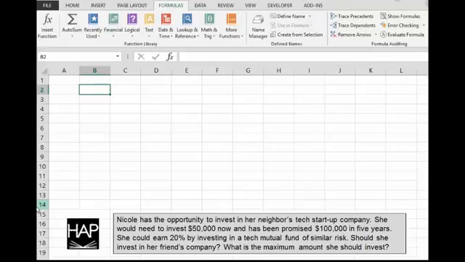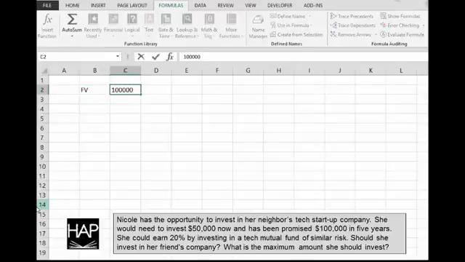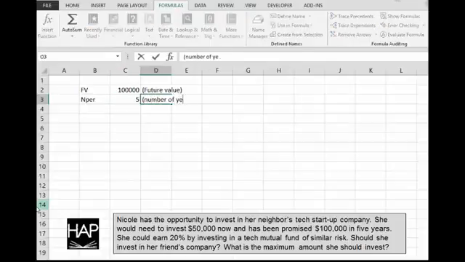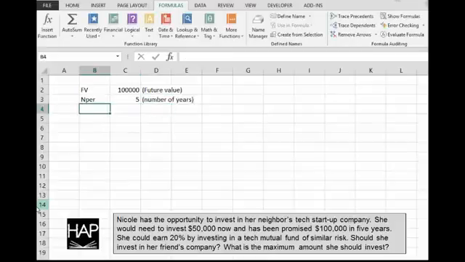I can also solve this problem using Excel. I'm going to start by entering the values that I already know. I know that my future value is going to be $100,000. I also know that the number of years that it would take before I would get this return on my investment is 5. And the rate that I'm going to use is 20% because this is the rate that I know I could get on a similar investment of similar risk.